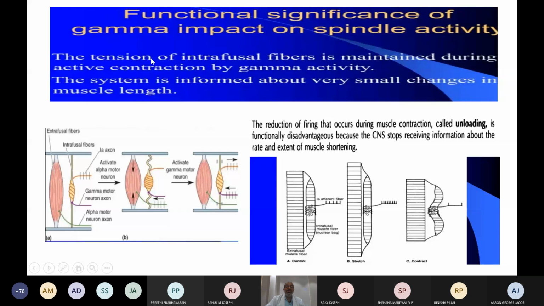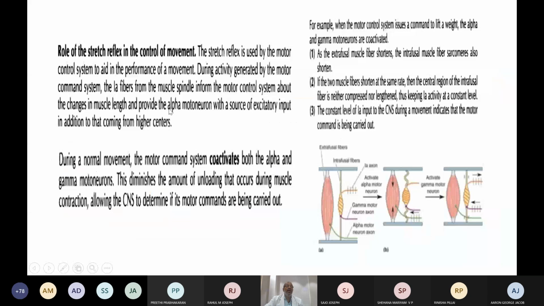Understood? So, the functional significance of the gamma impact on the muscle spindle: the tension of the intrafusal fibers is maintained during active contraction when gamma motor activity is seen. This system is informed about small changes in the muscle length. Even very small changes will be recorded by this and can be informed to the higher center. Understood?